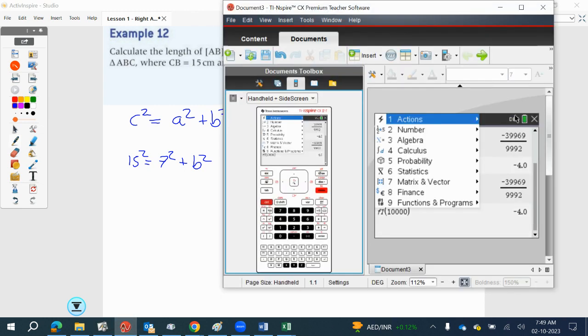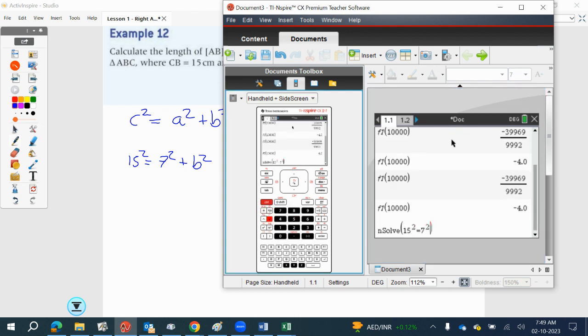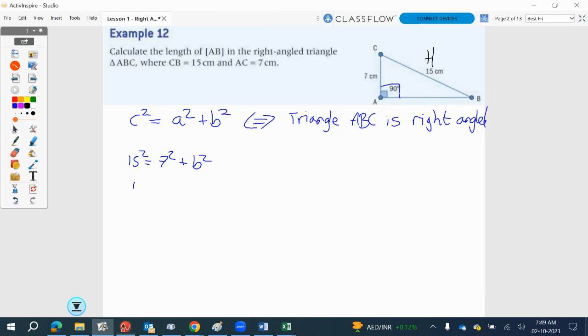So menu, algebra, N-solve. We want 15 squared is equal to 7 squared plus b squared. Solve for b. We get 13.3. So b is equal to 13.3. Check the units, centimeters.